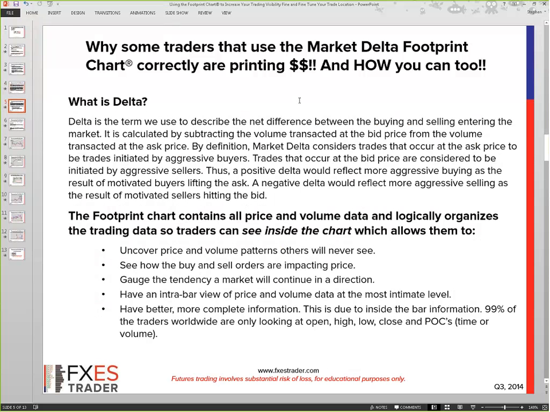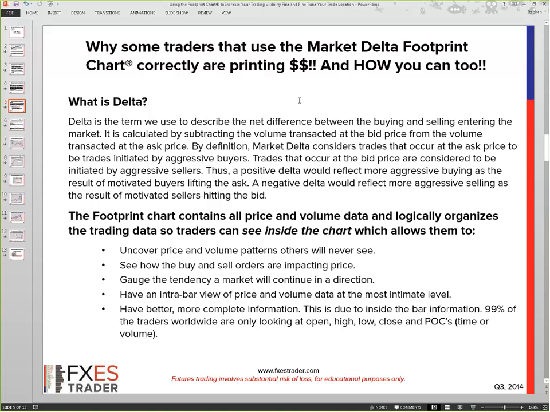Delta is really just a term we use to describe the net difference between the buying and selling entering the market. It's actually calculated by subtracting the volume transacted at the bid price from the volume transacted at the ask price. But by definition, market delta considers trades that occur at the ask price to be trades initiated by aggressive buyers, okay? Whether it's a buy to open a position or a buying to close a short. The trades that occur at the bid price are considered to be initiated by aggressive sellers, okay?